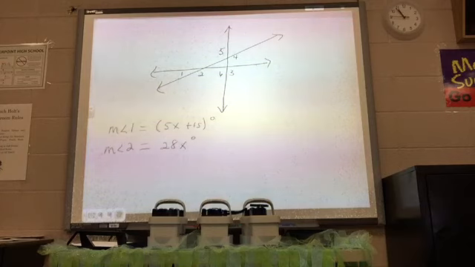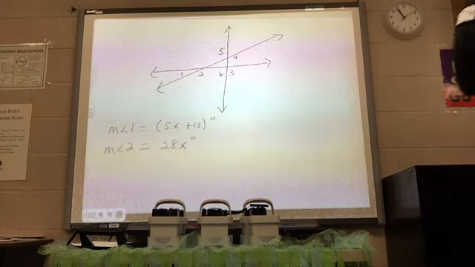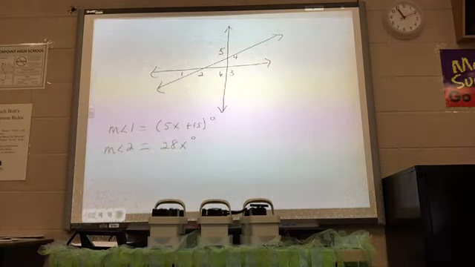Explain to the class. If x is equal to 5, you do 28 times 5, which equals 140. You do 5 times 5, which equals 25. And then you add 15, that equals 40. Add them up and you get 180. All right. But can you do it algebraically? Y'all understand what he said? He said angle 1 and angle 2 have to equal what? 180.